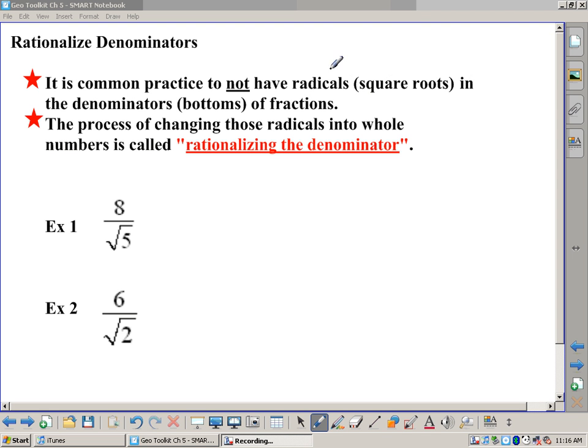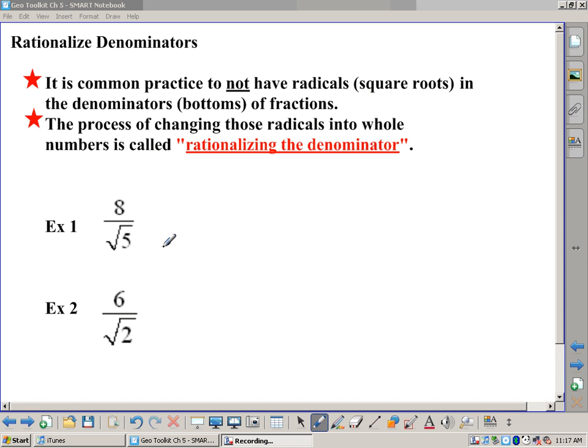Okay, the next toolkit entry in geometry for Chapter 5 is Rationalize Denominators. And the first statement up here says, it is common practice in mathematics to not have radicals, which are known as square roots, in the denominators, and those are the bottoms of fractions. So you'll see in both these cases down here, there's a square root in the denominators of the fractions. And like I said, it's common practice not to have that. You want to have the square roots on the top, but not the bottom.